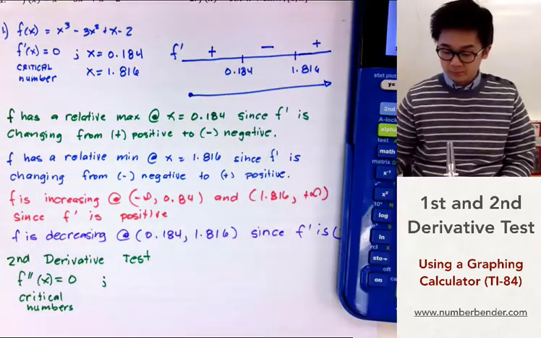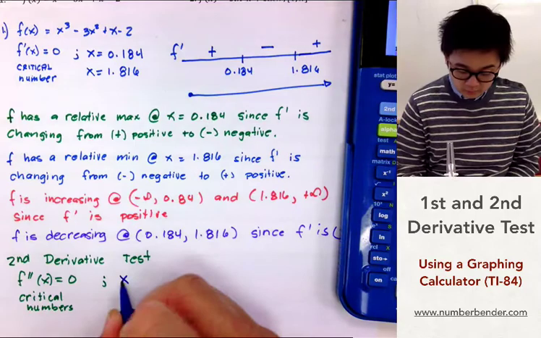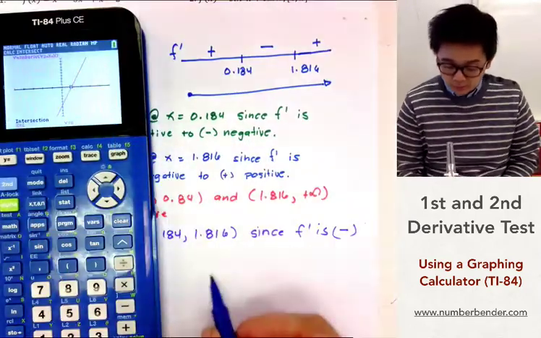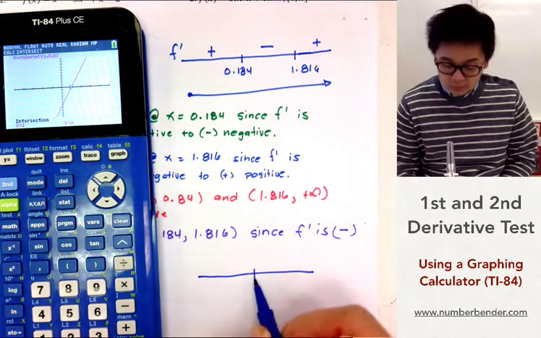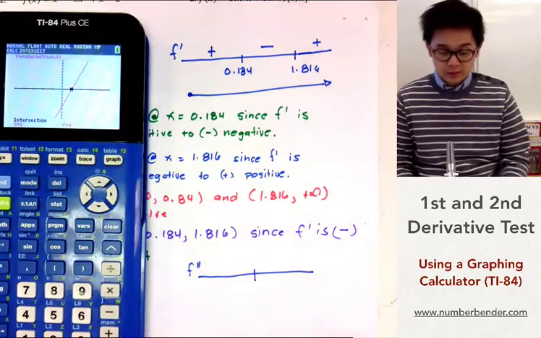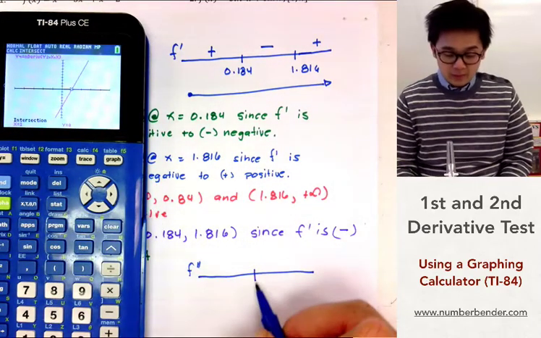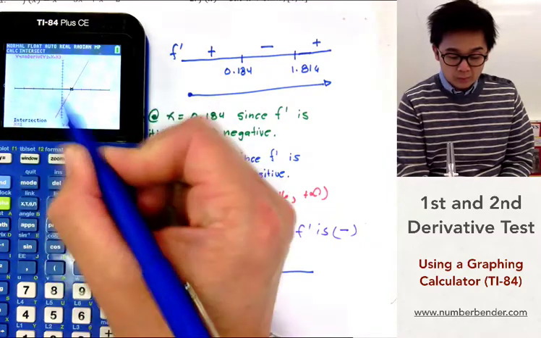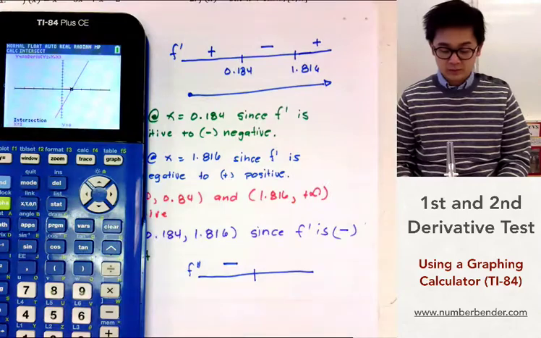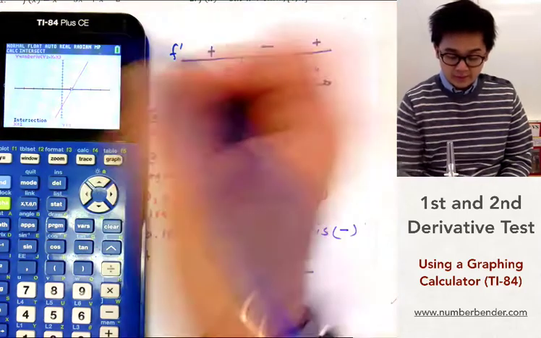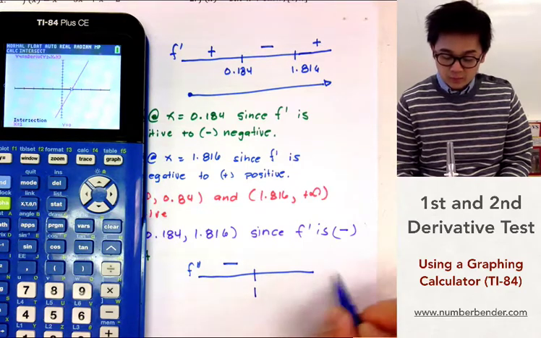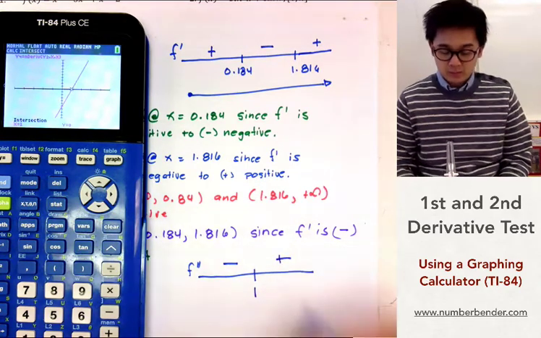Therefore the critical number for the second derivative test is 1. So we're going to be using that as our new sign chart, but this time it's for the second derivative. So we know that on the second derivative, numbers below 1 will be negative since the value of the second derivative graph is negative, and from 1 going to the positive infinity is going to be positive.